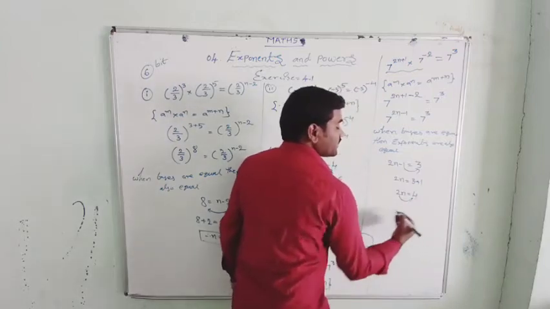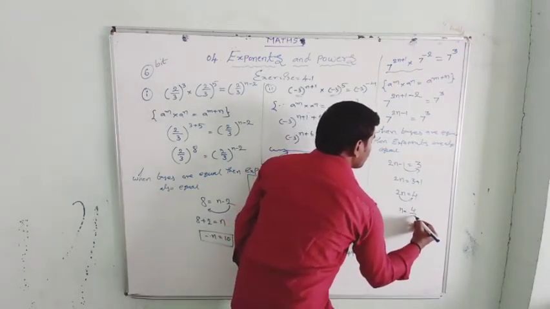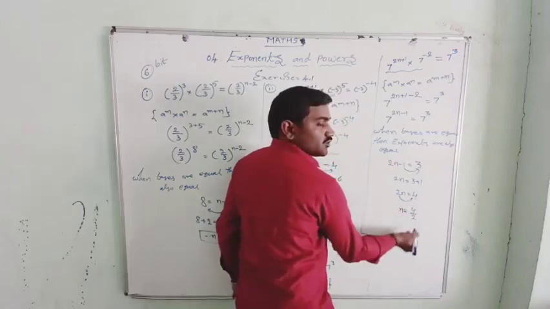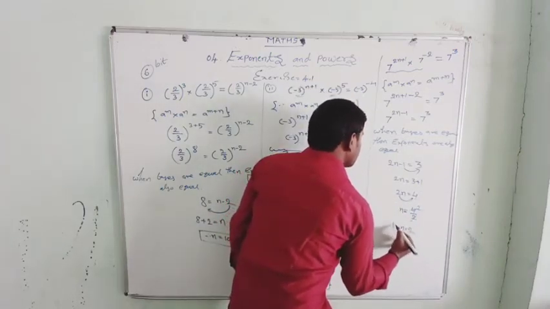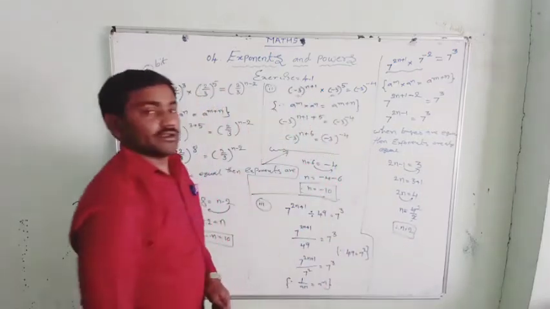This 2 you transfer to the other side. So n equals 4 by 2. Here 2 is multiplied, so 2 will divide. 2 ones are 2, 2 twos are 4. Hence n equals 2.